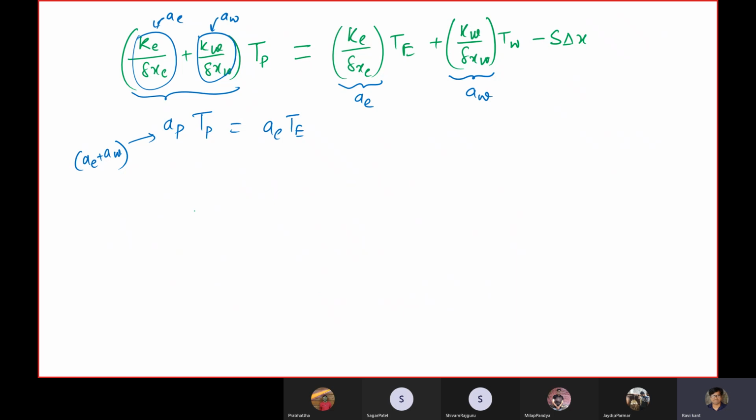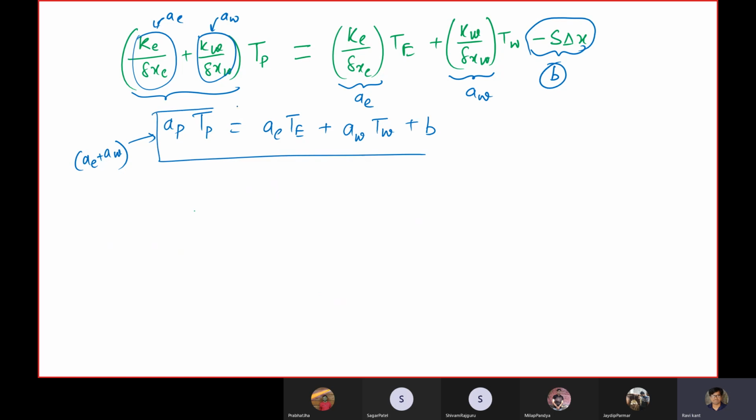This is the usual notation. The computational fluid dynamics researchers use AE, AP, AW; they use this more. So we will also follow the same convention. Even in textbooks the same convention is followed. So AE TE plus AW TW plus this source term, I'll call it B. So minus of S delta x, I would write as B.